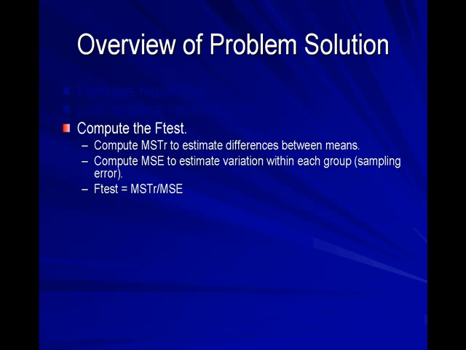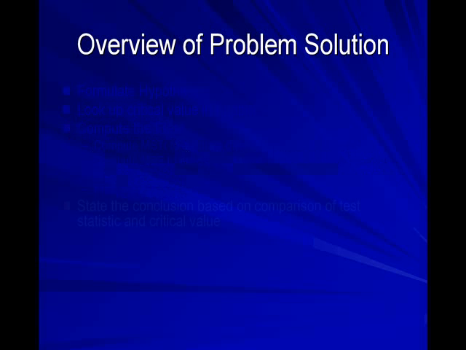In this case, we're going to compute something called mean square treatment to estimate the differences between the sample means, between X bar 1, X bar 2, and X bar 3. Then we're going to compute mean square error to estimate the variation within each group. That's what I was telling you a second ago. We're going to compute the variance for each of the 3 groups and then take an average of that to estimate error. Then we're going to get the ratio of effect, mean square treatment, to error. And if that's high, we're going to reject H0. If that's low, we're going to fail to reject H0.